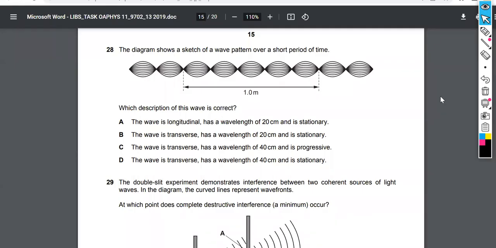Hello and welcome. The diagram shows a sketch of a wave pattern over a short period of time. Which description of this wave is correct?